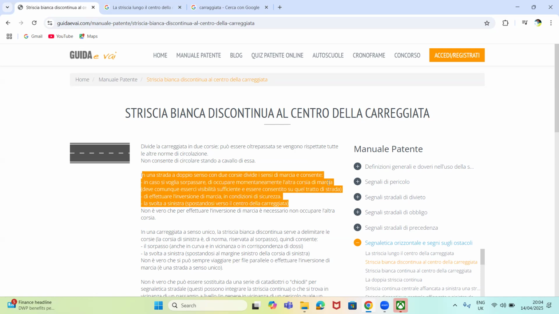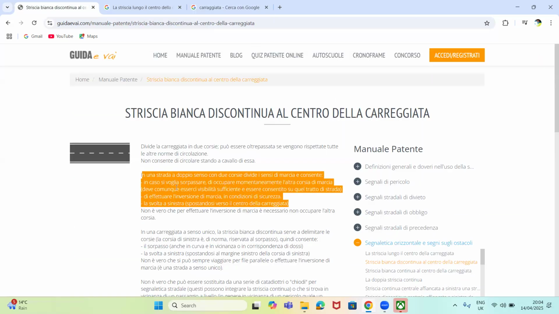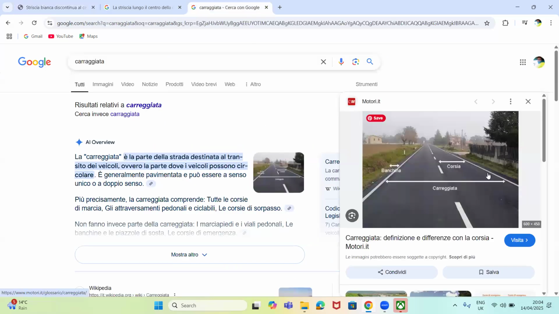Number one, in a case you want to overtake, please pay attention here. In caso si vuole sorpassare, you want to overtake. We are in this situation. Let's take it for example. This is the situation whereby they are calling this doppio senso. Now, the first situation I want to explain is: in caso si vuole sorpassare. What does it mean? In a case where I want to overtake, we are here, and the examiners call this particular route doppio senso.